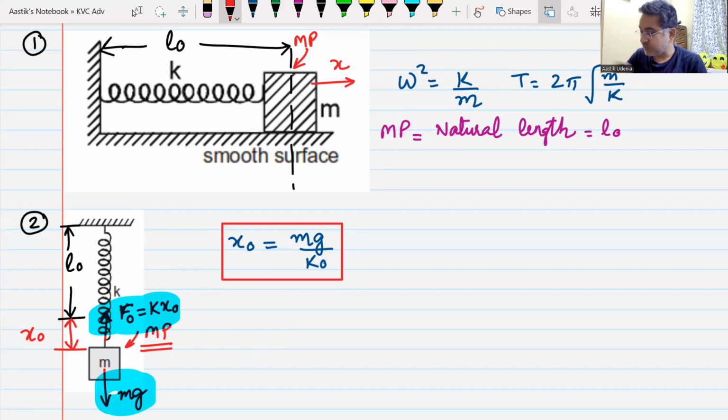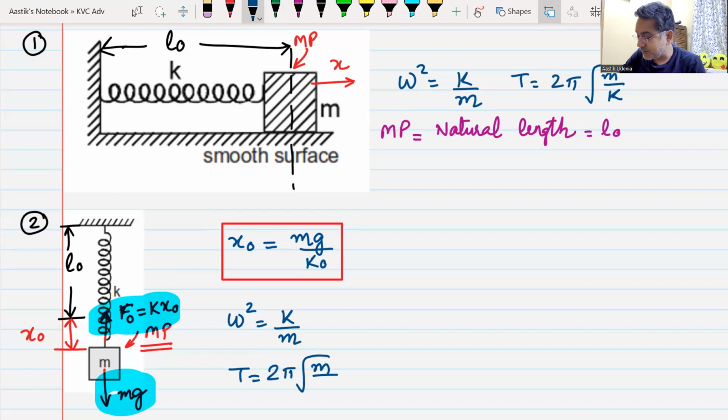Yes, sir. This is known as a spring pendulum. What will be the omega for this? Remember, the value of omega does not depend on whether it is hanging or lying. Omega will still be equal to root over k by m. The time period of this pendulum will again be 2 pi root over m by k. The only thing that has changed is the mean position. Do we understand this? Yes, sir.